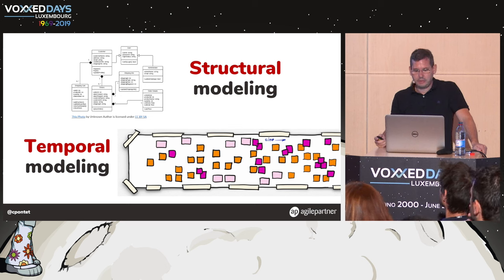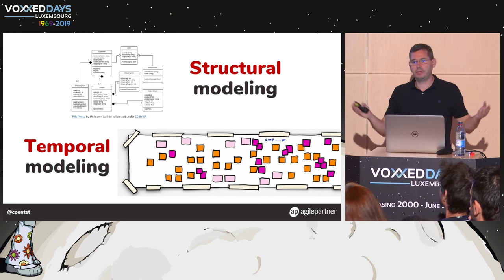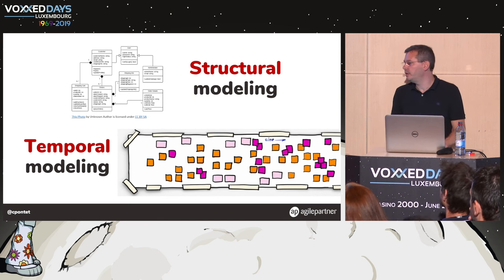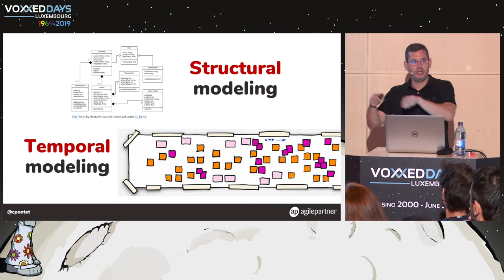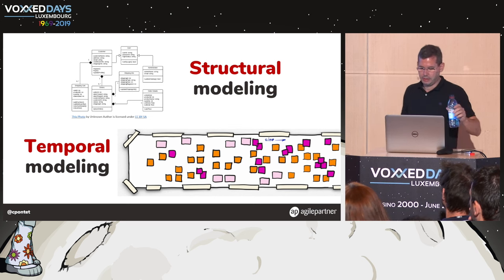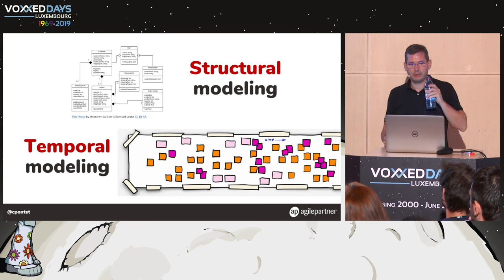The idea is, instead of using structural modeling, which is basically what we do in most cases, saving classes into tables, saving things at the current state, in this case we use temporal modeling. We are more interested in what's going on, what changes, and what are the interactions between different actors. That's why we use mainly something like EventStorming.